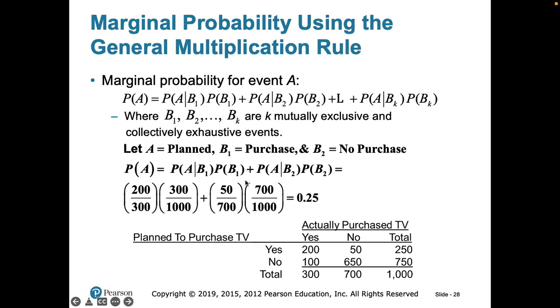And then you add the probability of those who did not purchase the TV but planned to purchase the TV. That is this 50 here, and you divide that by this 700 here. And then finally the probability of B2, which is those who did not purchase the TV, is 700 divided by 1,000. After you do all of the multiplication, you get 0.25, or 25%.